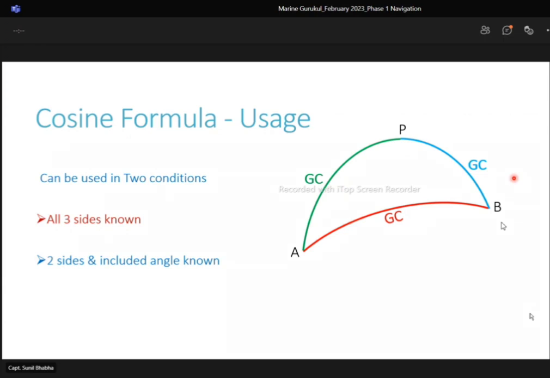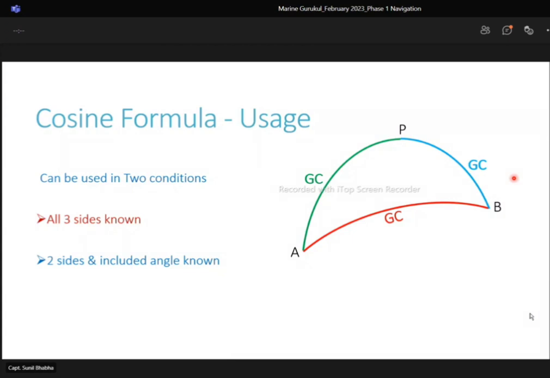Sir, one doubt. Can you repeat what is included angle means? Okay. You can keep your mic muted now. Included angle means any two sides which you have, which you know in.